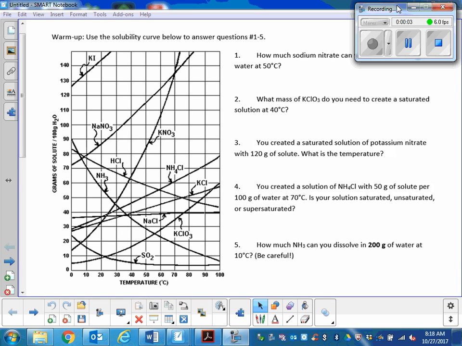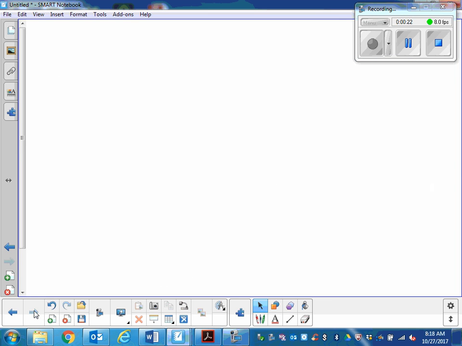So, before we go into discussing this solubility chart, let's discuss a few terms. Perhaps you want to write it down in a notebook paper or on the back of your warm-up, but you do need this information for your test. Is that okay? All right. So, let's write down a few things.